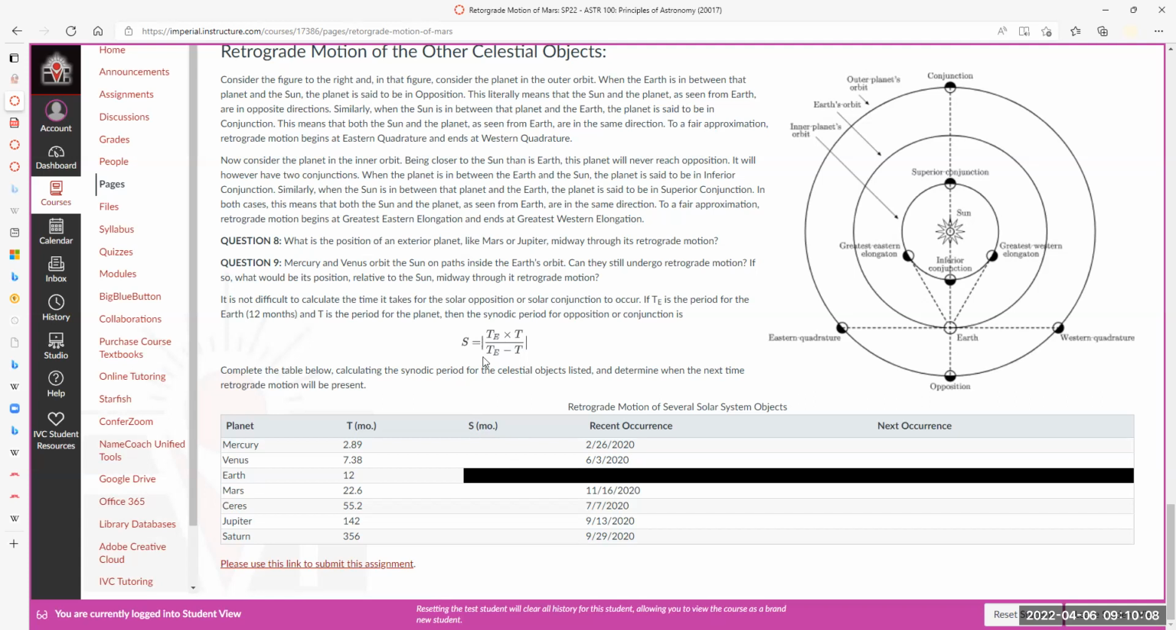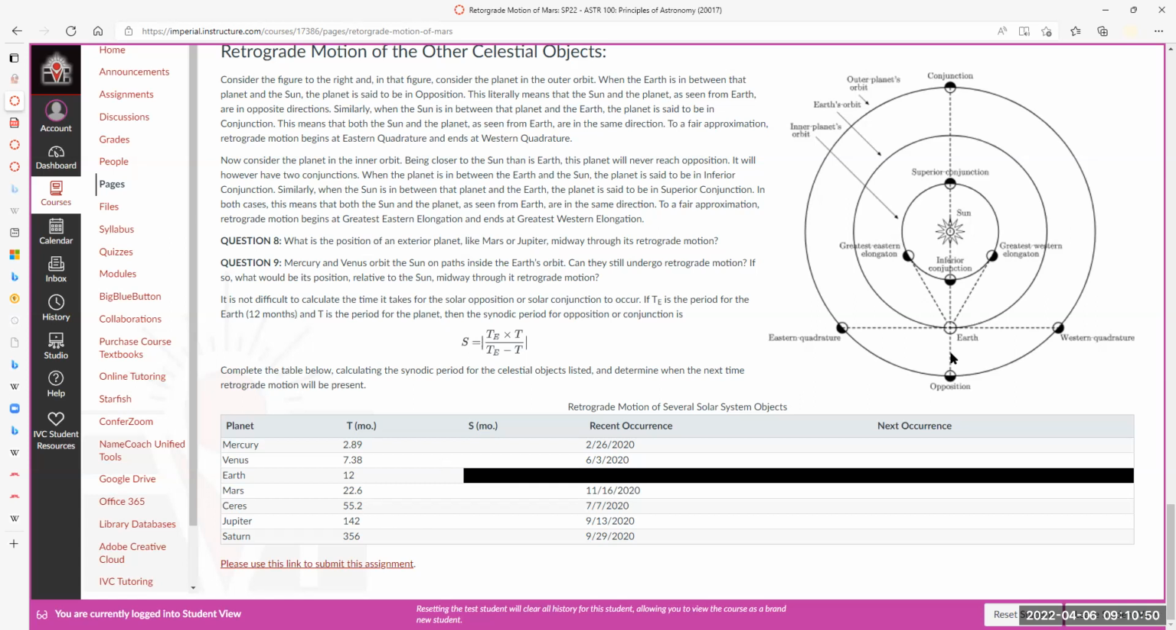Okay, so we need to compute S. How do we find S? We take this number for the Earth, which is 12. T stands for the period, the time it takes for a planet to go once around the sun. For the Earth it is 12 months. For Mercury, it's 2.89 Earth months, so it's just less than 3 months for Mercury to go once around the sun. For Venus, it's 7.38 months, about 7.5 months, to go once around the sun. Again, it takes less time than the Earth, which takes 12 months.